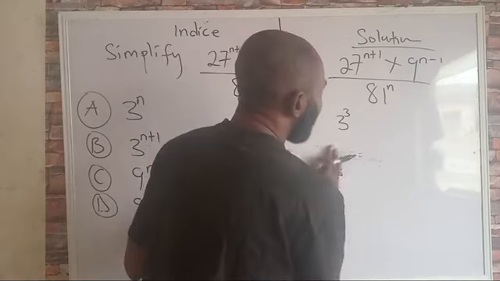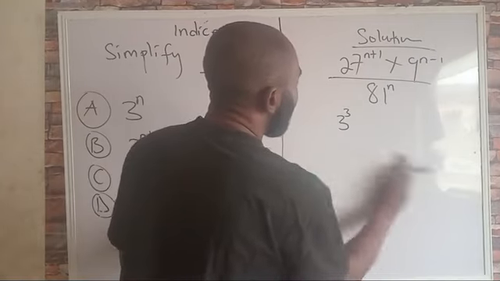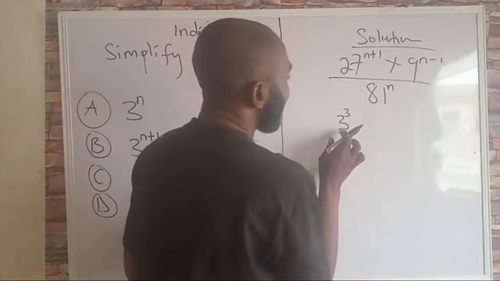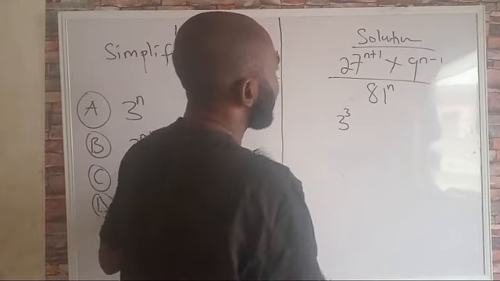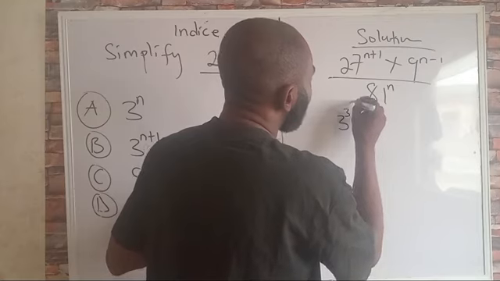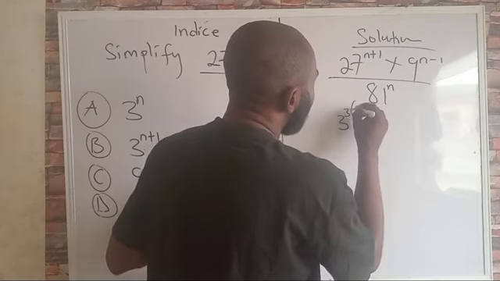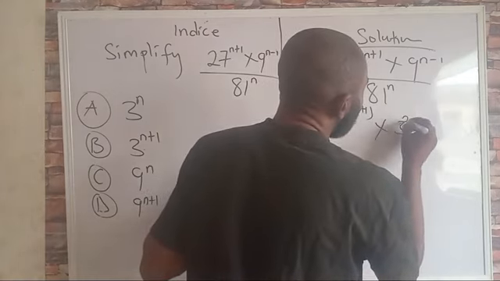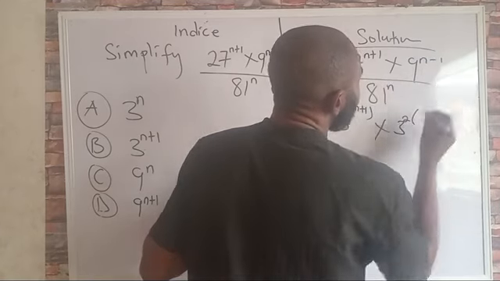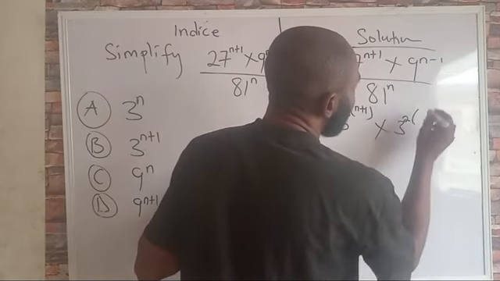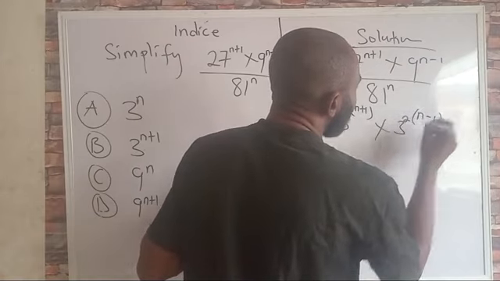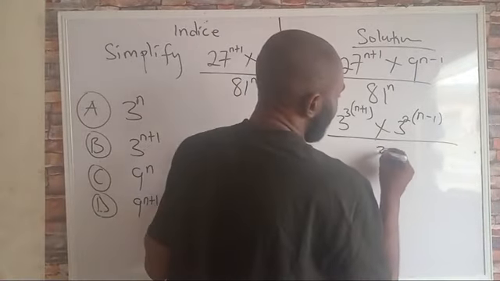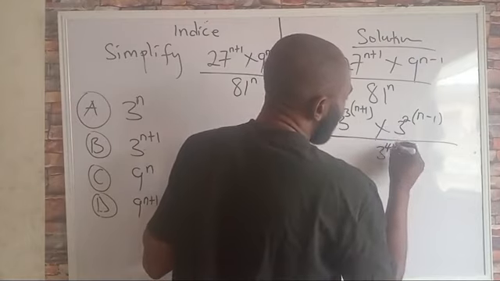I have not changed anything, okay? The same thing I will do for 9. 9 means 3 times 3, so it's the same thing as 3 squared. Since this is 27, it is 27 raised to the power of n plus 1. The same thing multiplied by 9, which is 3 raised to the power of 2, but still raised to the power of minus 1 all over 20. 81 means 3 raised to the power of 4, but still raised to the power of n.